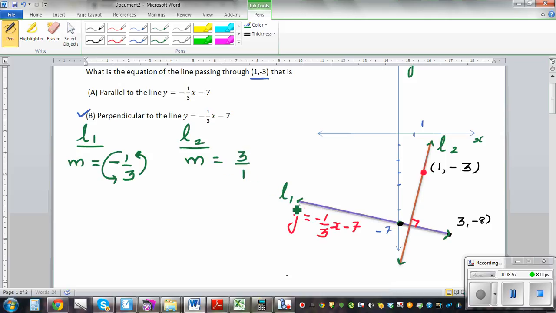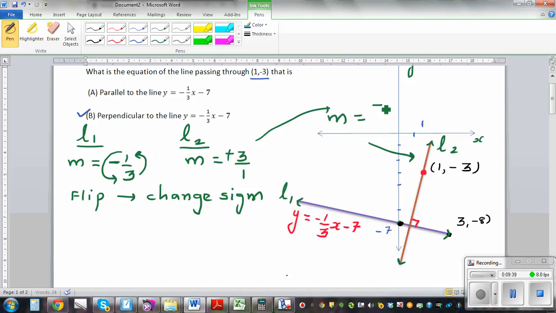That's the first thing: you swap or flip the numbers. And then you change the sign from negative to positive. If it is negative, it becomes positive. And it also makes sense: if this gradient is negative, the perpendicular line gradient has to be positive. And if it was positive, you make it negative. So two things: first, flip, and then change sign, and that gives you the gradient of the perpendicular line. So I can say the gradient of this line is 3, and 3 over 1 is the same as 3.